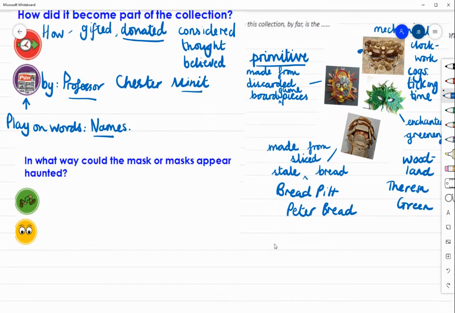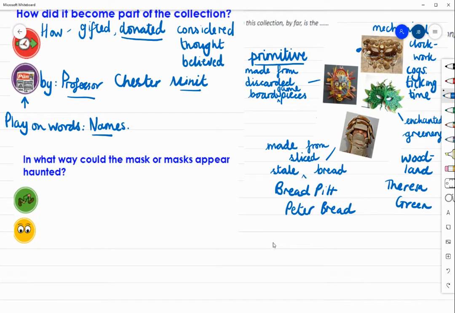Okay, so the next thing we're going to do now is look at in what way could the mask appear haunted. Because this is a mask that may or may not be haunted, we need to give them some sort of fun story. It's still got to be quite formal when we write our sentences, but the story behind it needs to be quite fun. So I'm going to share with you my ideas for my Mechanical Clockwork mask that was donated by Professor Chester Minute.